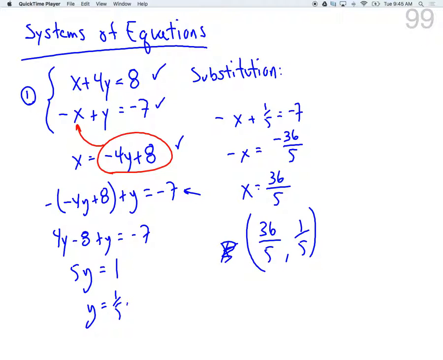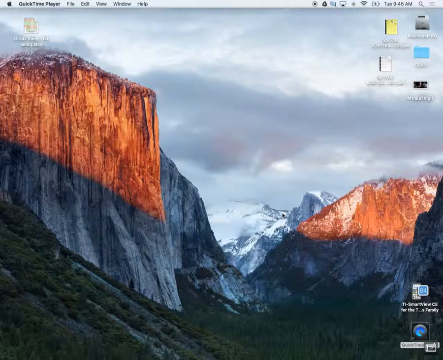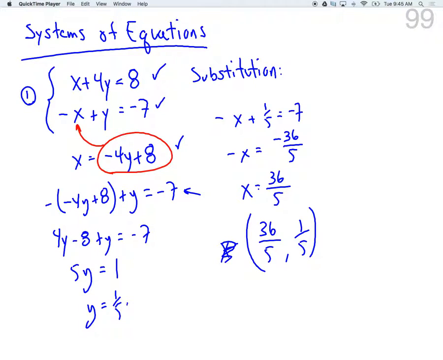First method, substitution. Sometimes the problems will tell you to use the substitution method, or the next method we're going to do, which is called the elimination method. However, other times it'll leave it up to you. So part of the challenge for you is going to be figuring out which method to use. Okay, let's try this one.